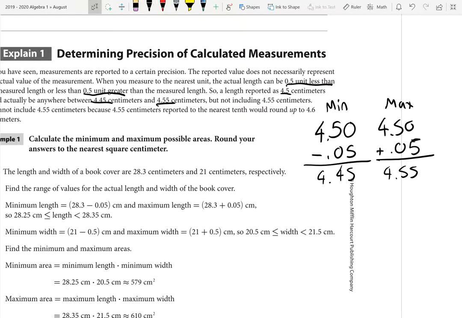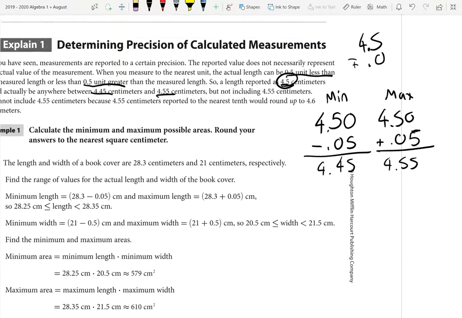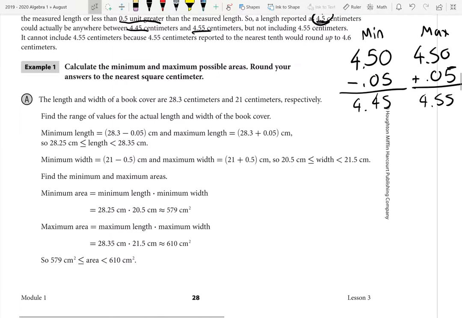So here's the trick that we're going to do. We're going to take whatever decimal we have, like 4.5, tack on one more decimal place to it with a 0, and then use that decimal place as our half unit measurement. So when we subtract and add, we're going to go that decimal place over and subtract a 5 on one side, and then add a 5 on the other, but only in that one decimal place further over. I know it seems kind of weird, but let's go through a couple examples. You'll see what I mean.